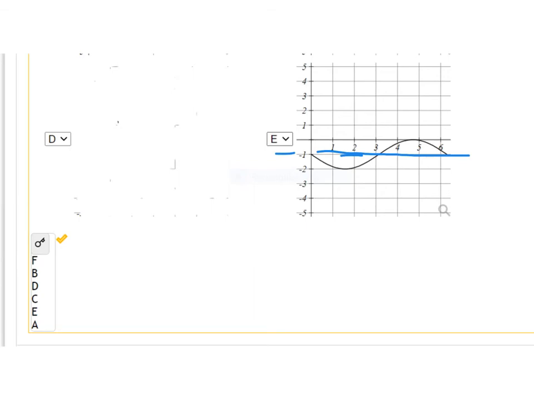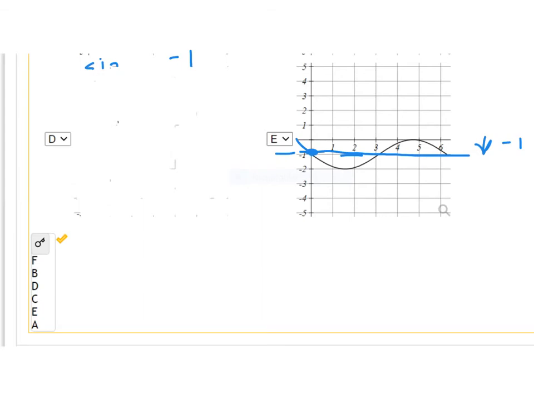And so it's starting in the middle. So I know this is going to be a sine function. So I know it's going to be a sine. I can see that it's been shifted down. Okay, so it's at a -1.